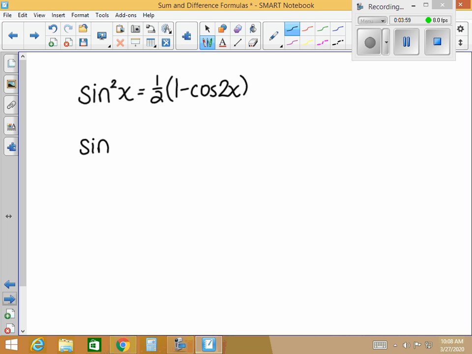If I have sine squared 6x, then when I power reduce, I want to write it to the first power. Notice and remember that my u turns into a 2u. So my 1x turned into a 2x. My 6x is going to turn into 12x.